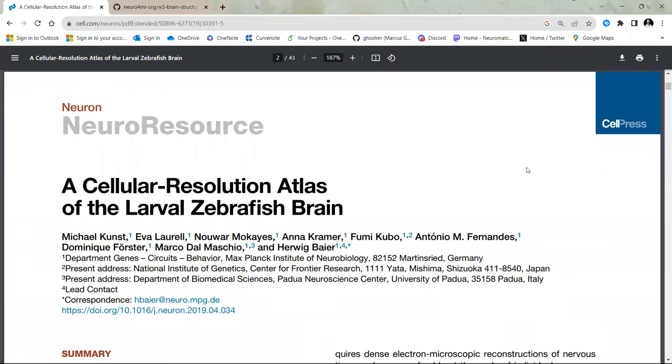Hi everyone. This week's exercise is a little bit different because we're going to be working with some real data, which mostly come from this paper, Cellular Resolution Atlas of the Larval Zebrafish Brain. Before getting into the exercise, I just wanted to take a minute or two to explain where the data come from and what they look like.